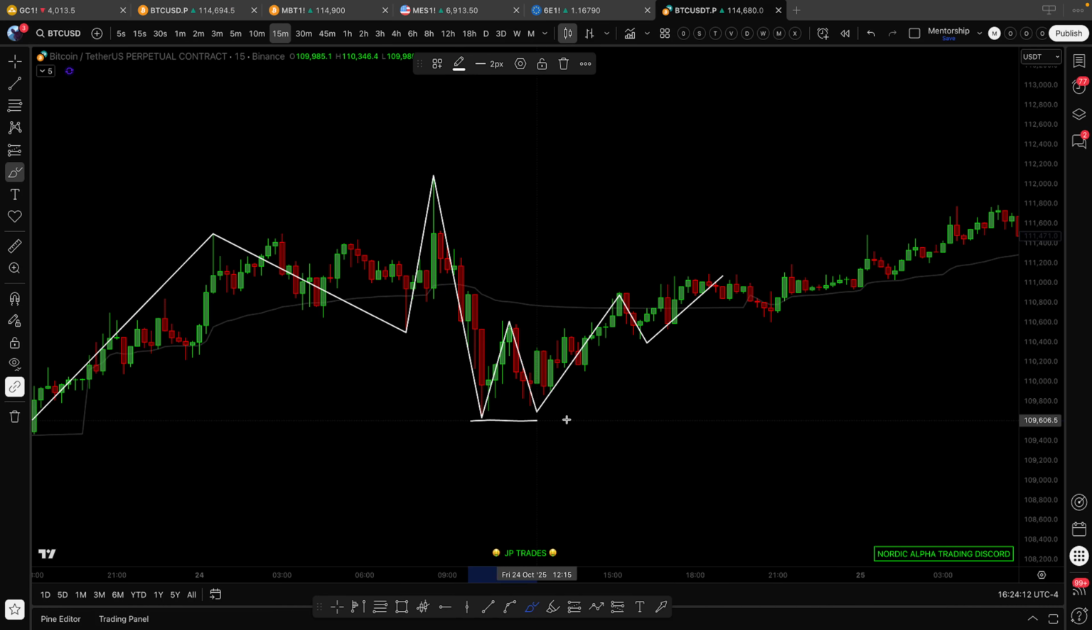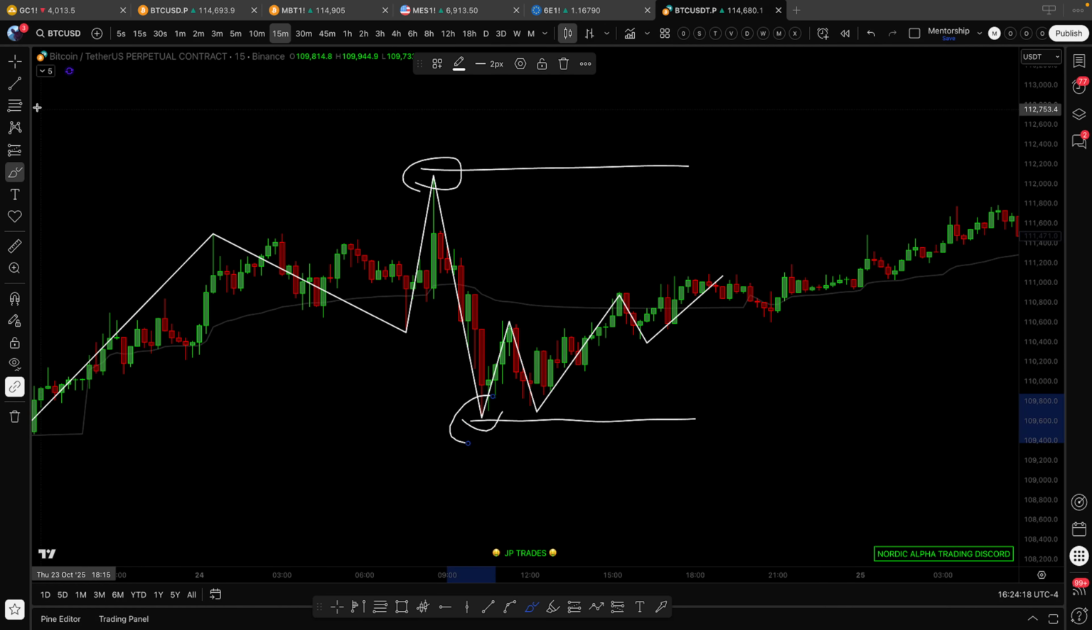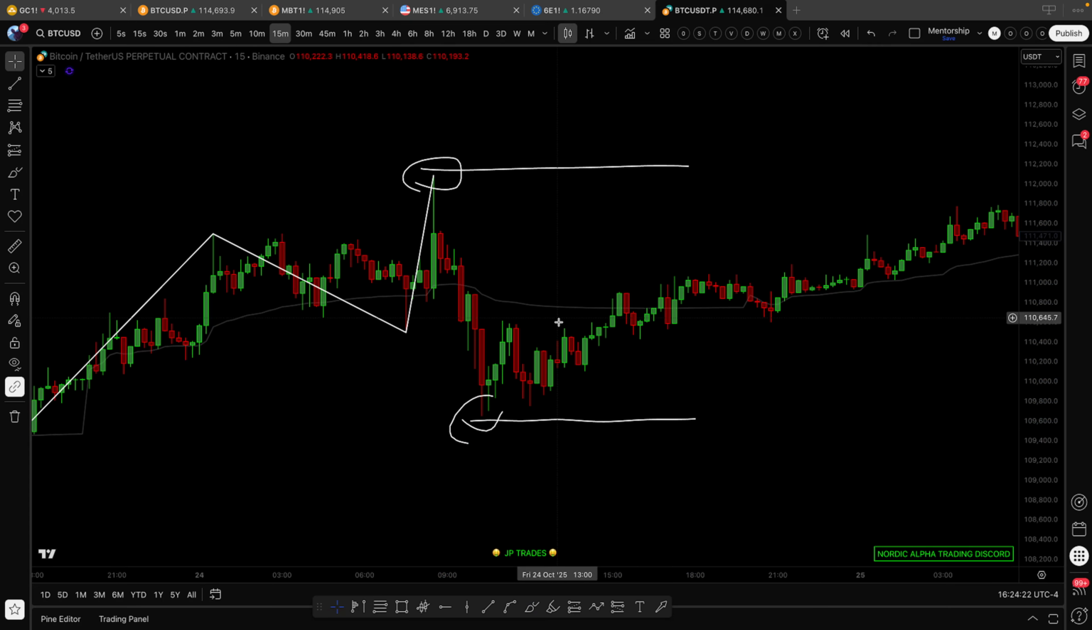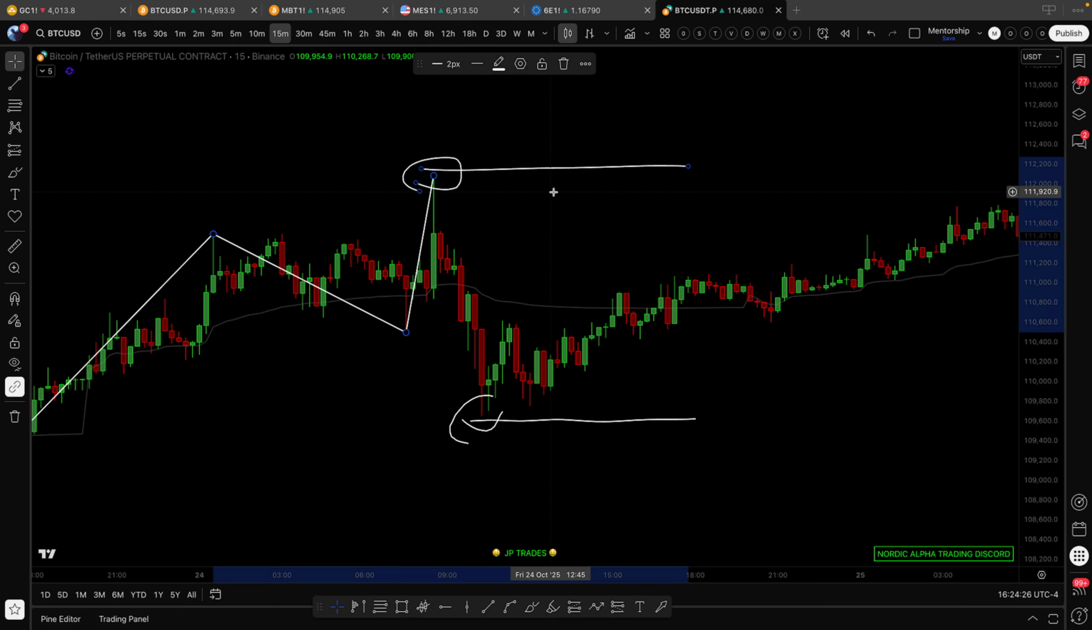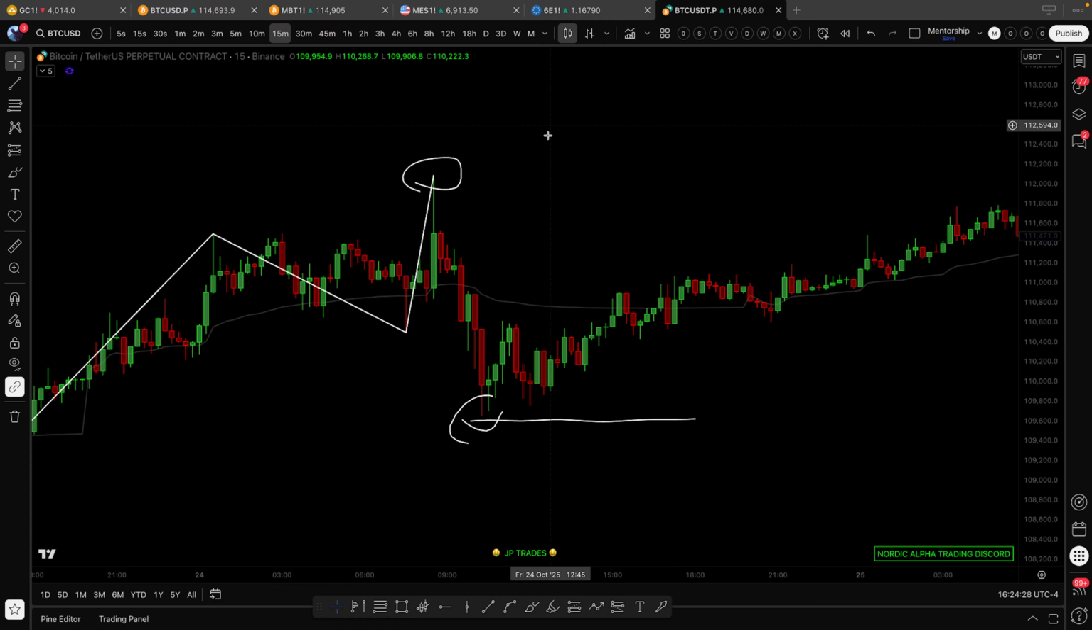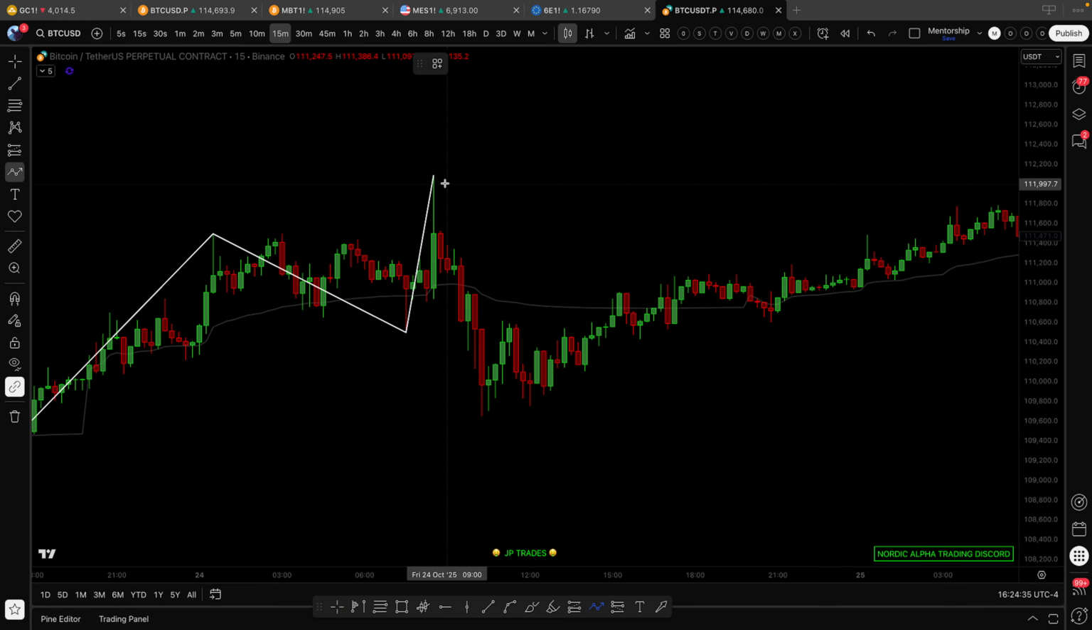Because you're not following the rules. This was your last high. This was your last low. Did anything in here break the high or the low? No, it didn't. So let's erase this and let's start back the correct way. We break the low here, two green candles.